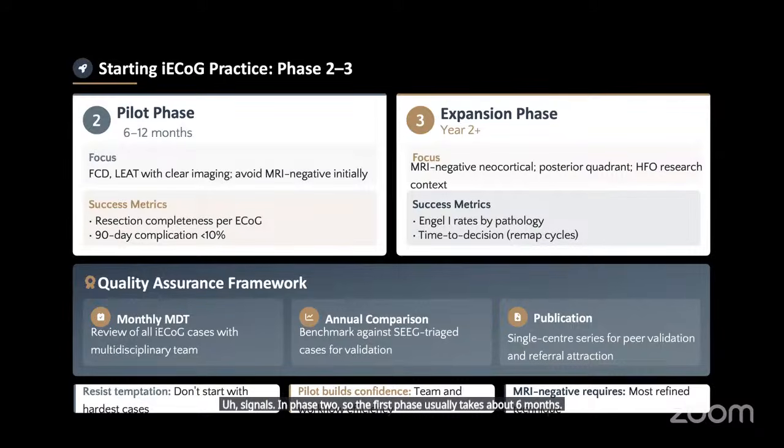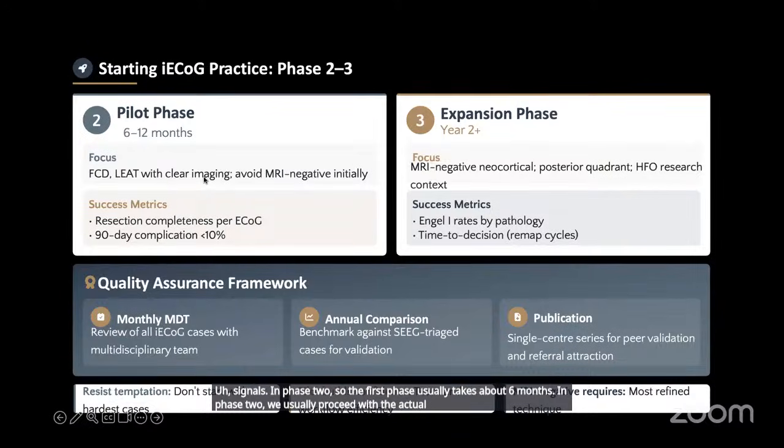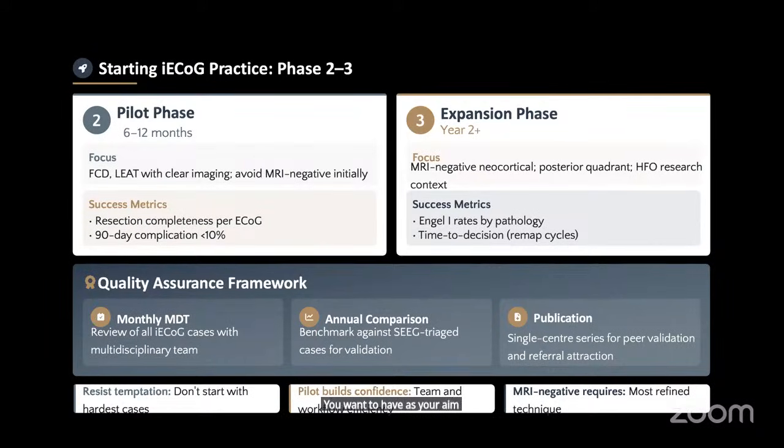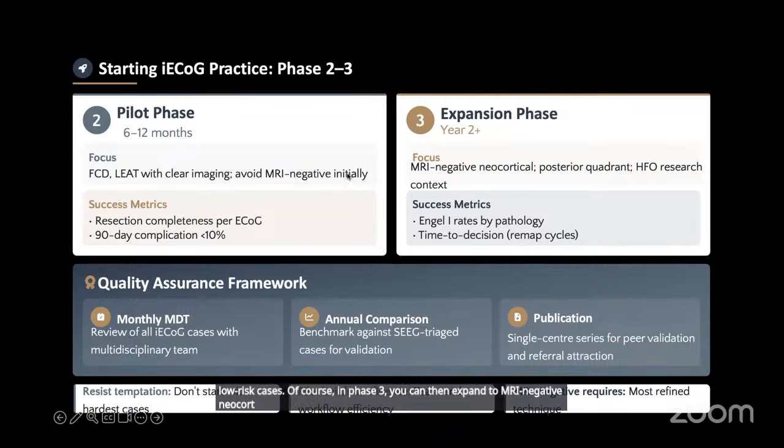In phase 2, we usually proceed with the simpler cases. As I said, the low-risk and medium-risk cases, focal cortical dysplasias, and low-grade epilepsy-associated tumors with clear imaging, and try to avoid MRI-negative lesions initially. In phase 2, your aim is to get good outcomes by choosing simple low-risk cases. In phase 3, you can then expand to MRI-negative neocortical cases, posterior quadrant cases, and HFO samplings.